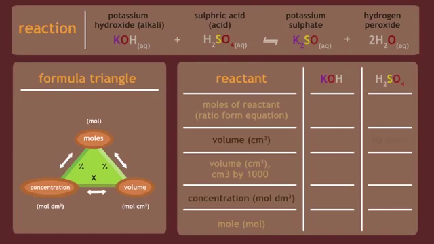Here's a challenge. 10 cubic centimetres of a sulfuric acid solution was titrated with 0.05 molar potassium hydroxide. If the acid required 20 cubic centimetres of potassium hydroxide for neutralisation, what was the concentration of the acid? Follow the steps as before for this calculation. The blank table is displayed, the formula triangle is displayed, and so is the equation. Pause the video and continue when completed.